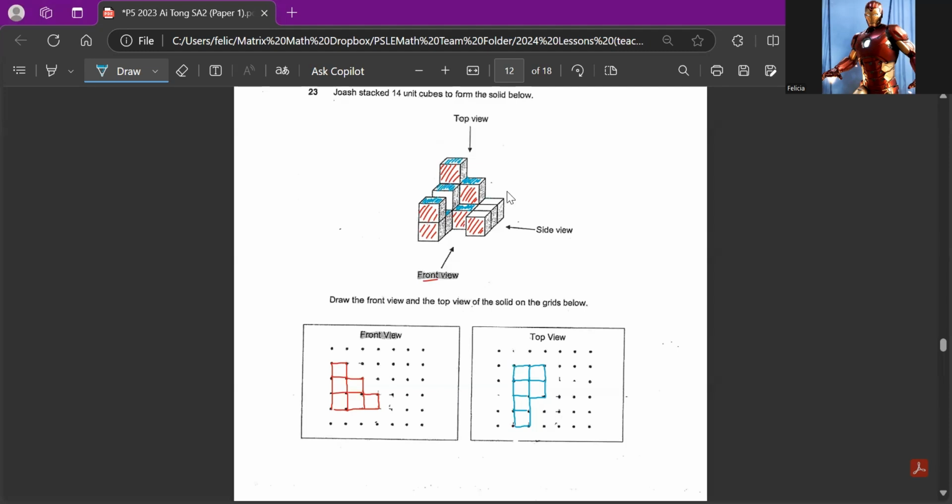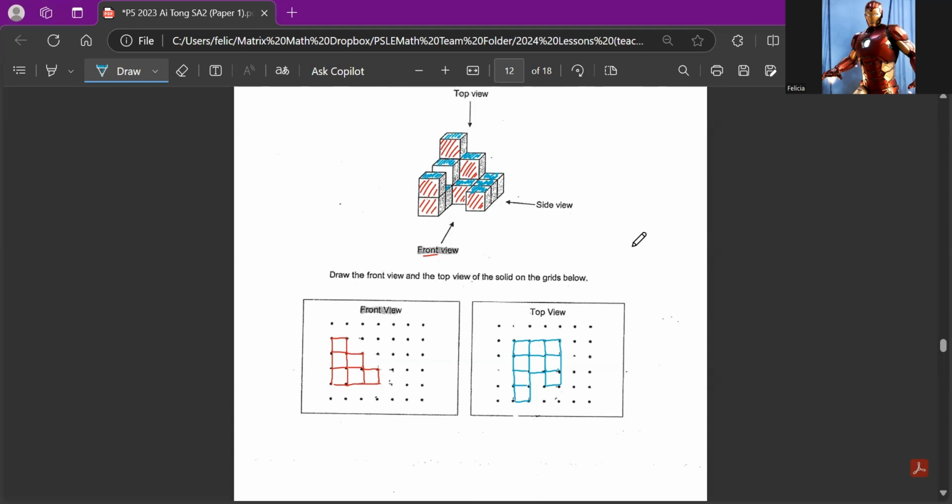And lastly, we have this one, two, three. Those three will be connected here, right? So that's it. That's how your top view looks like.